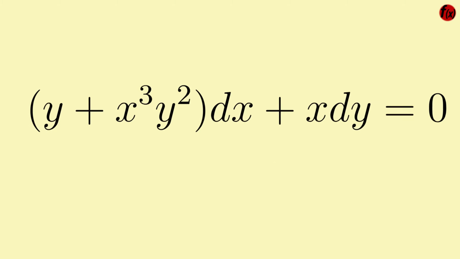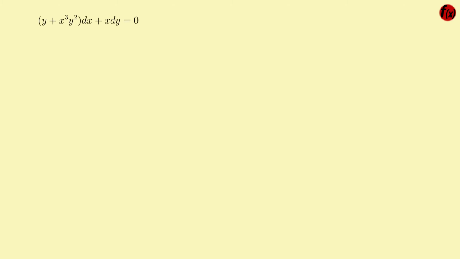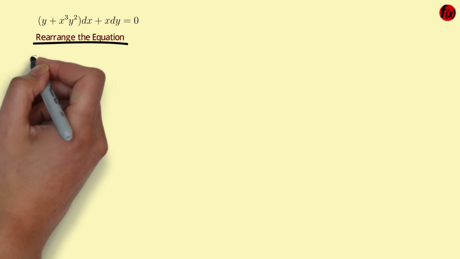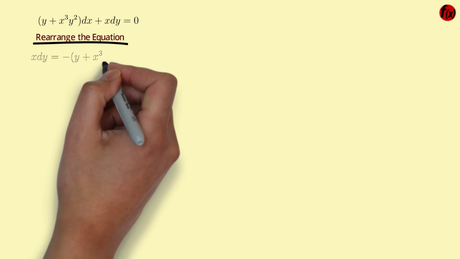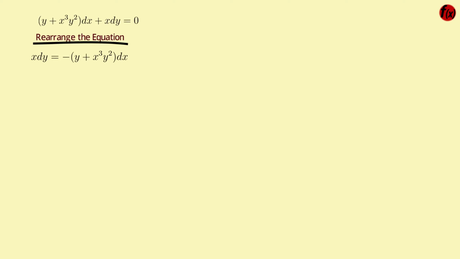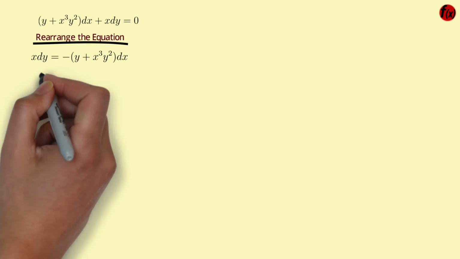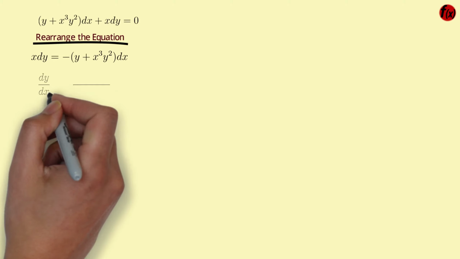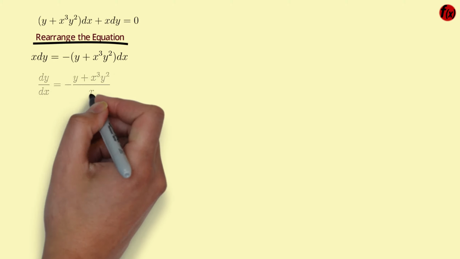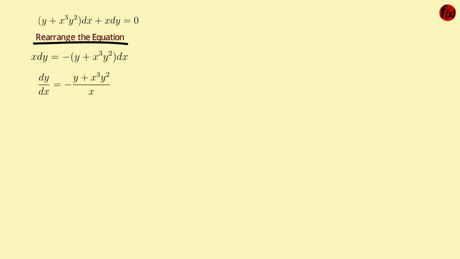Solve this equation. To solve the equation, we can rewrite it in a more standard form. Rearranging gives us this implies we can separate the variables.